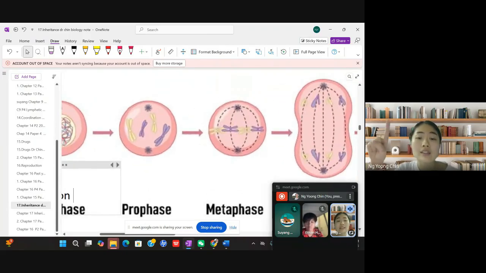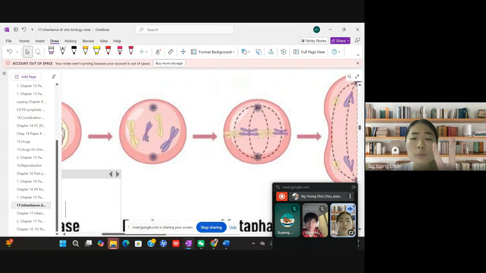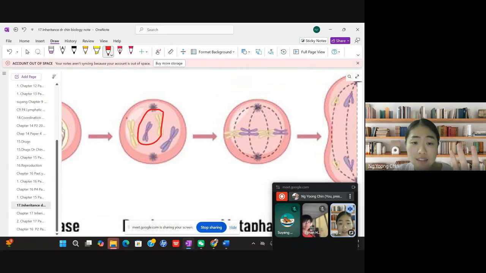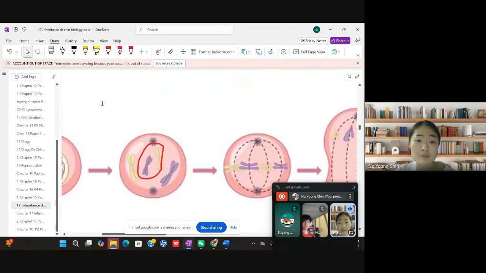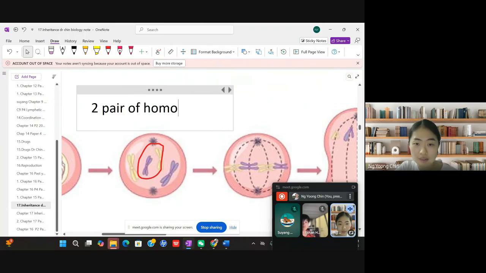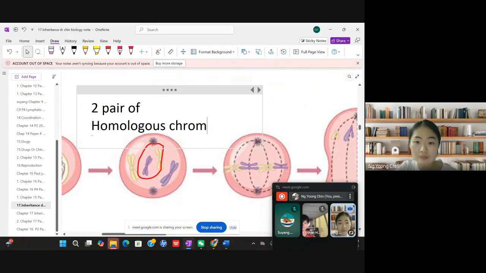So you can see, we call this what? Two copies of the chromosome for each. Like in this cell, you actually have about 2 pairs of homologous chromosomes. This is 1 pair, and this is another pair. So it's 2 pairs of homologous chromosomes.